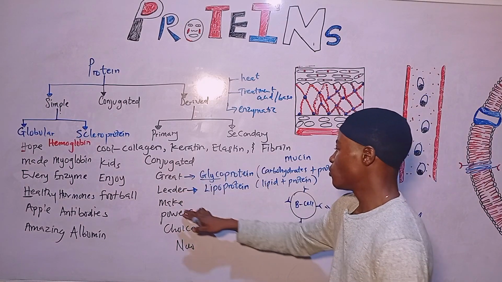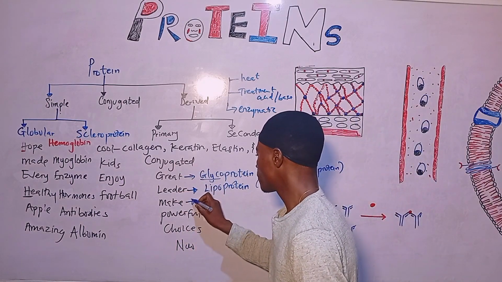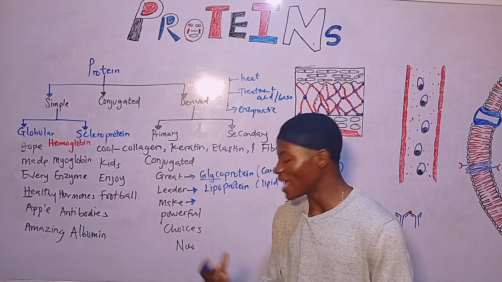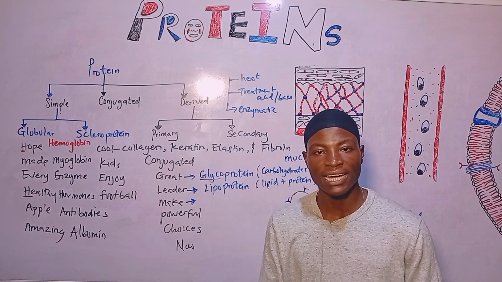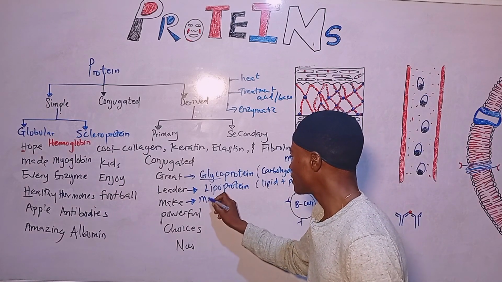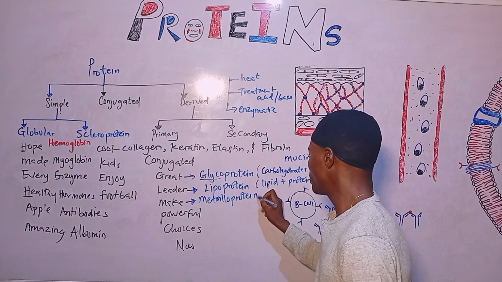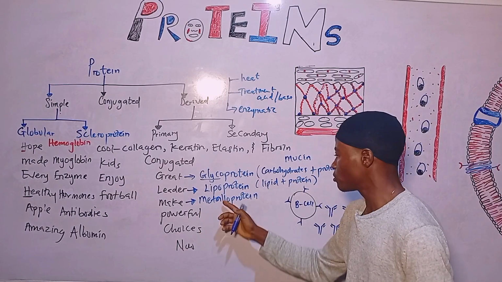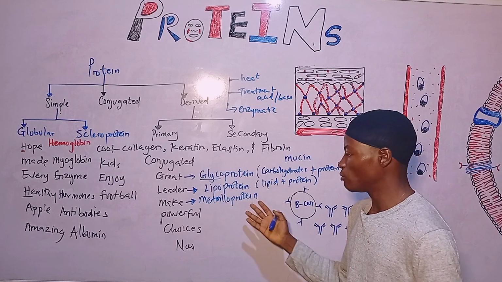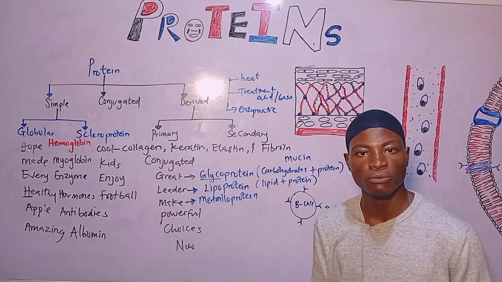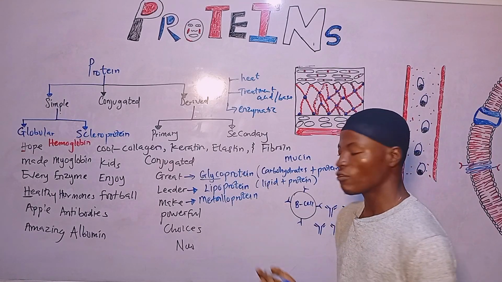So great leader, we have milk here. In this milk, there are some proteins that are tightly attached to a metal, right? And in that case, we call them metalloprotein. Metalloprotein is basically metal plus protein. That's metalloprotein. Example of metalloprotein, we have hemoglobin, right?